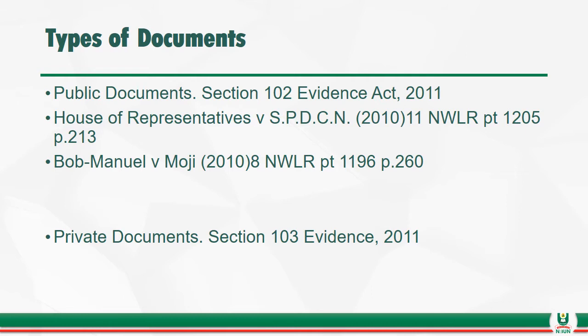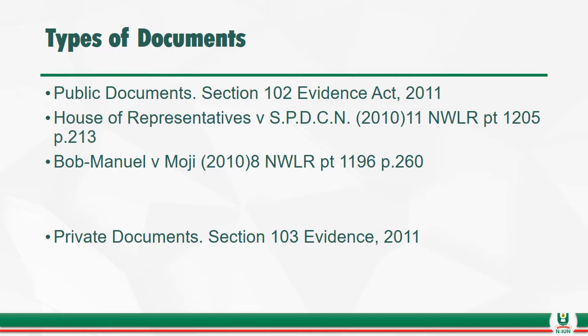A. Documents forming the official acts or records of the official acts of 1. The sovereign authority, 2. Official bodies and tribunals, or 3. Public officers, legislative, judicial, and executive, whether of Nigeria or elsewhere. And B. Public records kept in Nigeria of private documents. That is the definition of public document according to the Evidence Act 2011.